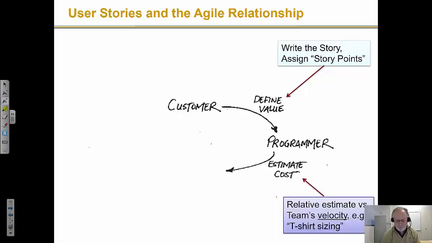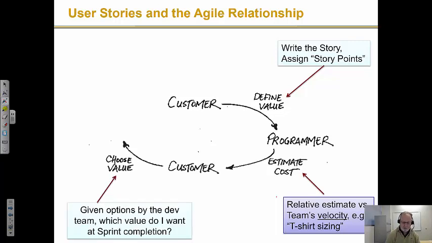Next step is the development team, the programmers, estimate the cost. So another relative estimating technique, and again I talked about things like t-shirt sizing. It could be hours if you want, but the real point is it's still a relative estimate, just like story point estimating should be, of how complex this is, how much work it's going to be for the team. Go back to the customer. The customer then gets to say, okay, I have value. I have developers saying this is how complex it is and roughly what it'll cost me, if you will. So I've got an informal, ratioed, relative cost-benefit relationship here. But I get to choose.